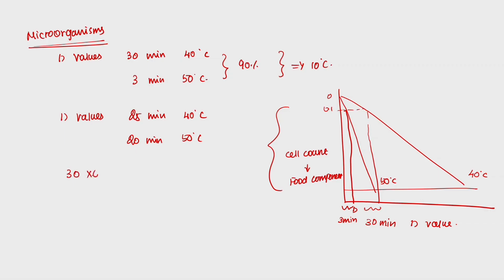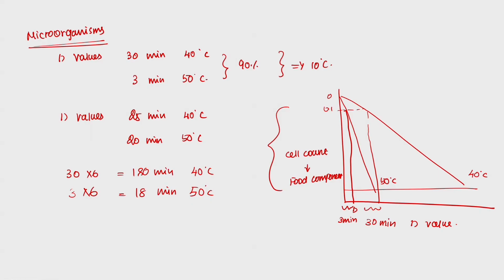So if it is 30 minutes, this becomes 180 minutes. Then if it is 3 minutes, this becomes 18 minutes. So it requires 180 minutes to process at 40 degree and 18 minutes to process at 50 degree, right.